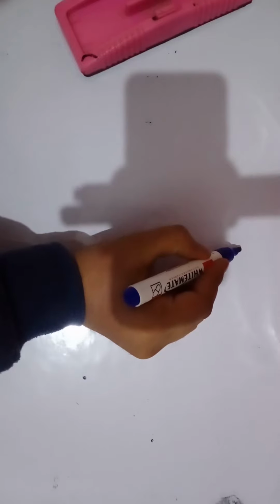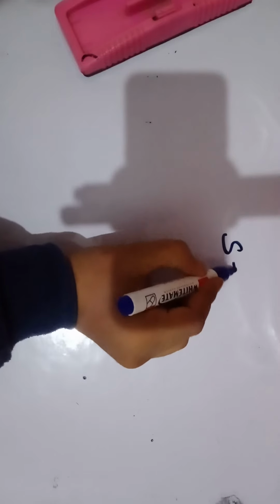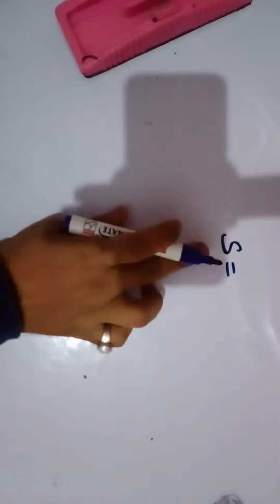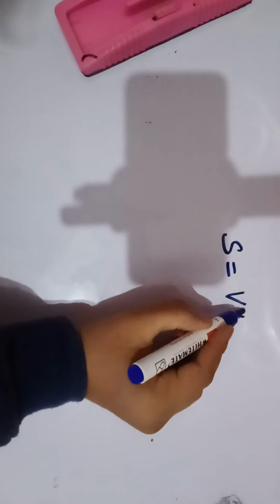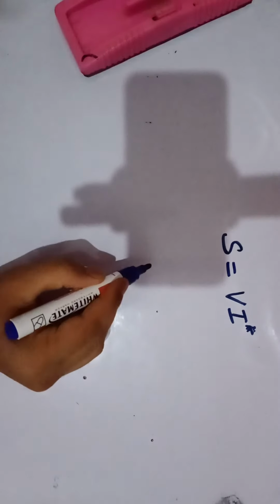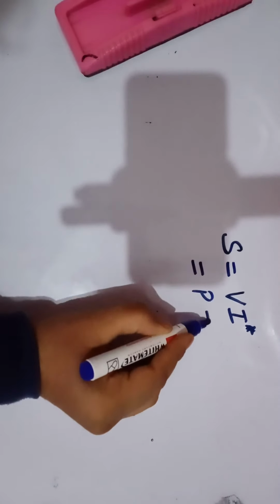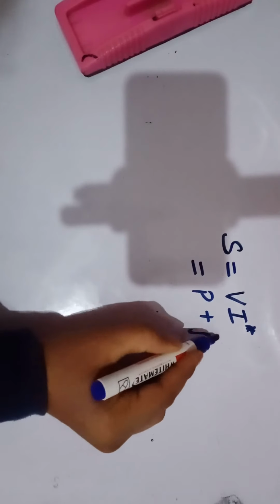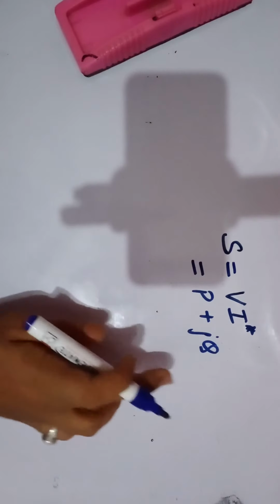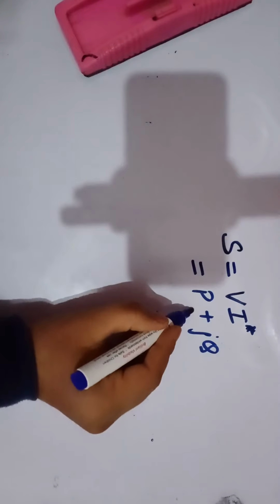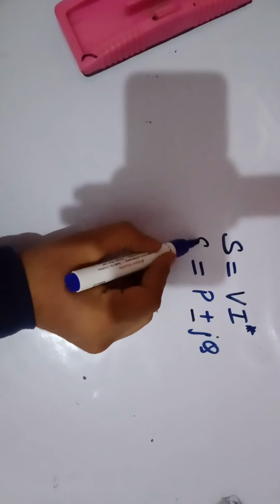In the last lecture we discussed complex power. We said it is S, which is V into I star. Okay, and it can also be written as P plus jQ. So it is P plus or minus jQ.